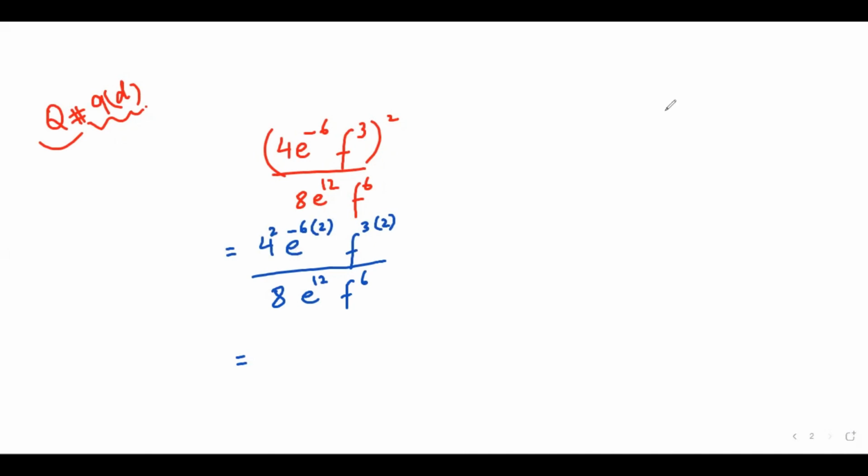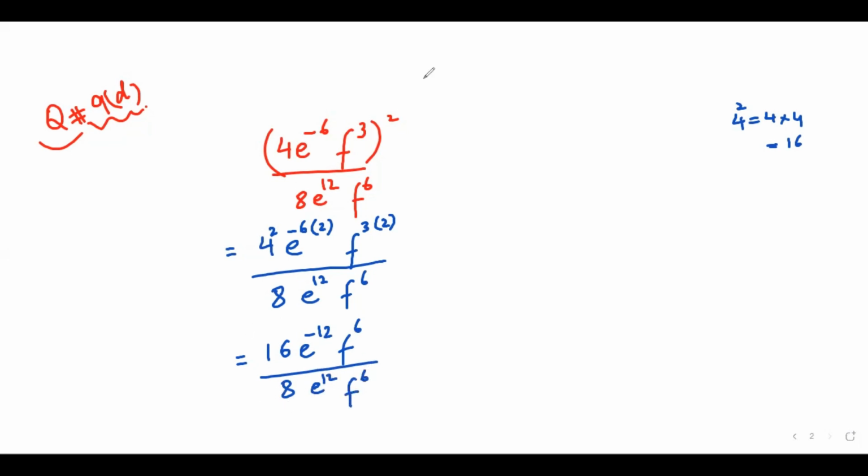4 raised to power 2. What do you mean by 4 raised to power 2? It means 4 fours are 16. This will be 16. E raised to power minus 6 twos are 12, and f raised to power 3 twos are 6, over 8 e raised to power 12 and f raised to power 6.